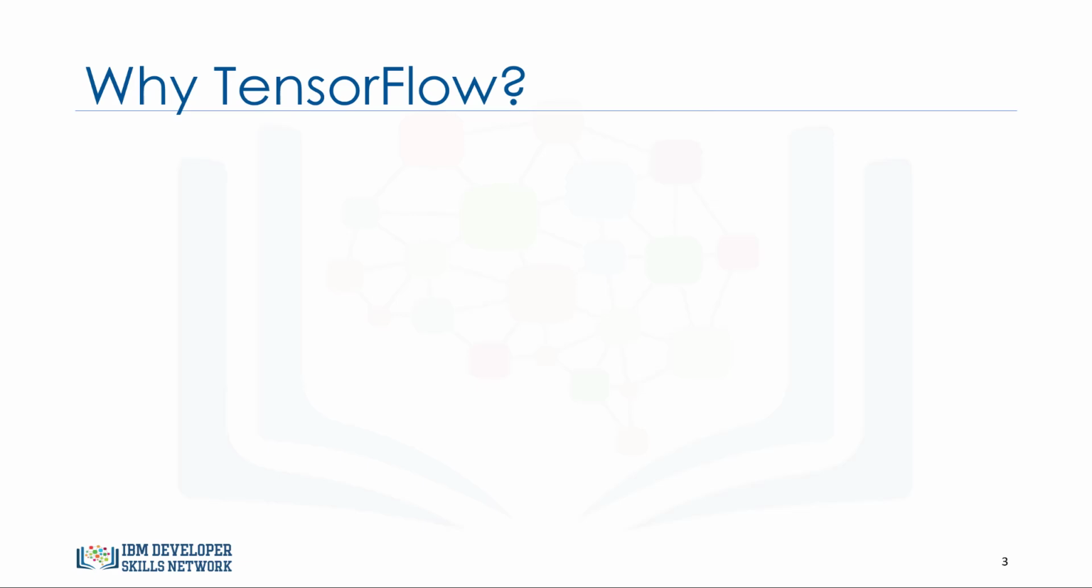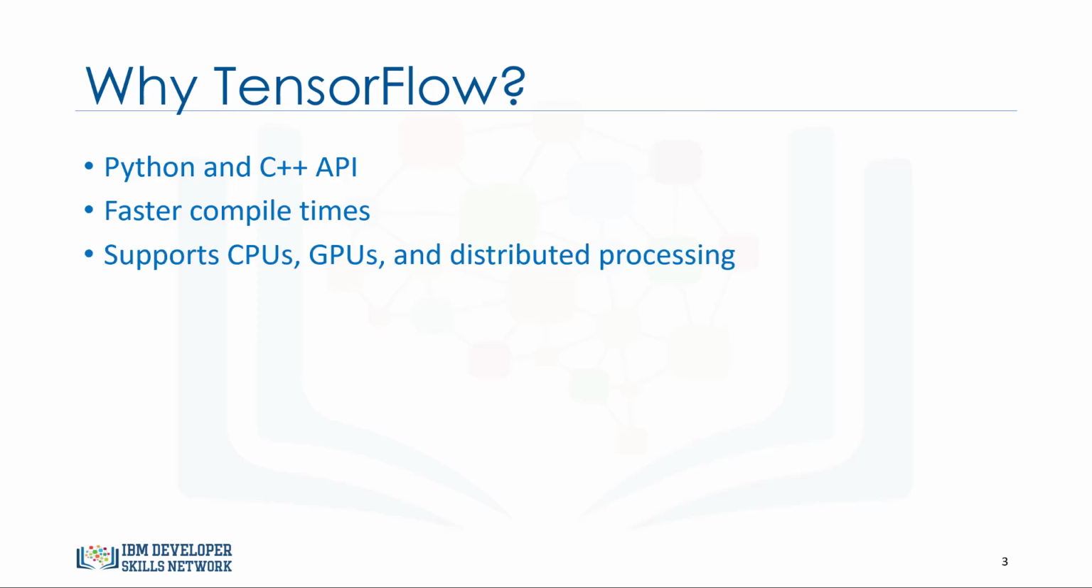TensorFlow offers several advantages for an application. For instance, it provides both a Python and a C++ API. It should be noted, though, that Python API is more complete and is generally easier to use. TensorFlow also has great compilation times in comparison to the alternative deep learning libraries, and it supports CPUs, GPUs, and even distributed processing in a cluster. It is a very important feature as you can train a neural network using CPU and multiple GPUs, which makes the models very efficient on large-scale systems.